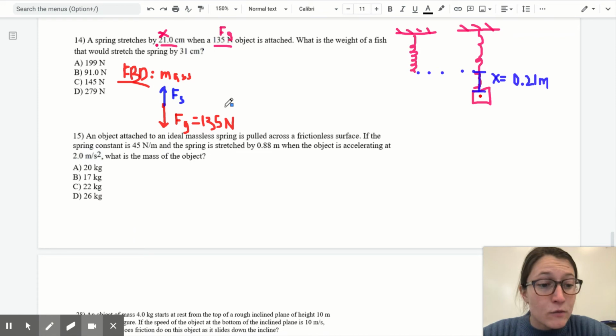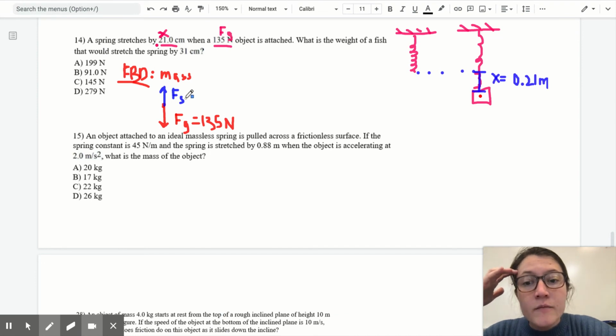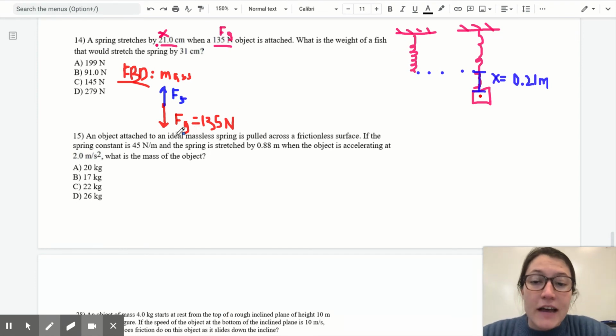If the system's in equilibrium, these two should be equal to each other, right? The sum of the forces in the y direction should be 0. So what this proves here is that the force of gravity, the weight of the object, is equal to the spring force, meaning the force that stretches the spring.